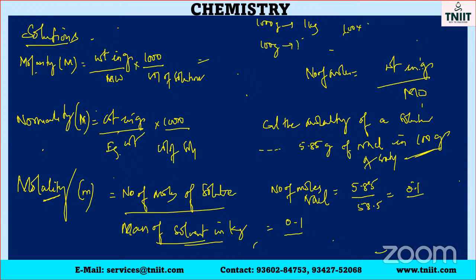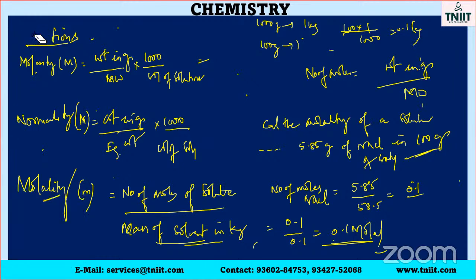So 100 into 1 divided by 1000 will be 0.1 kg. So it is divided by 0.1. Therefore, the molality of the solution will be 0.1 molal, M-O-L-A-L. So remember this formula.